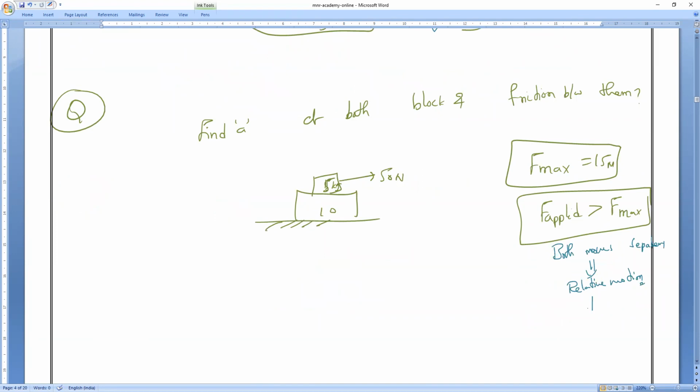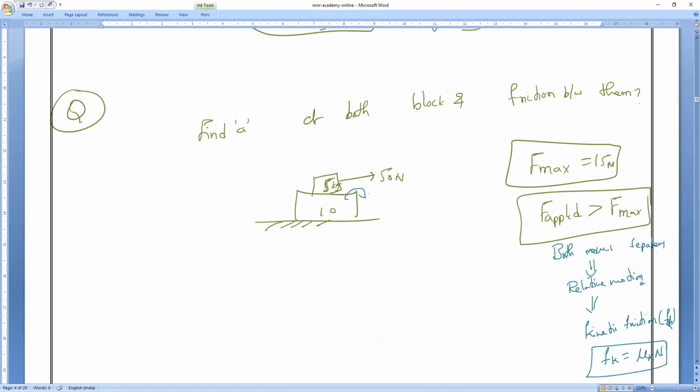If it is relative motion, we all know what friction it is. Kinetic friction. Please be focused, and if any doubt, ask me. So kinetic friction remains constant. What is the formula? Mu k into N. You have to be very smart.